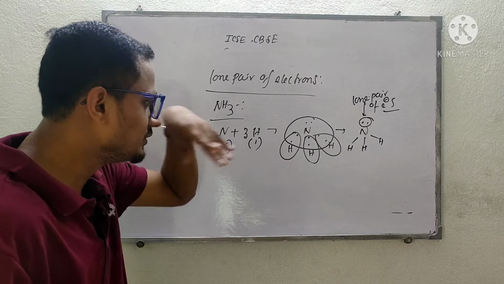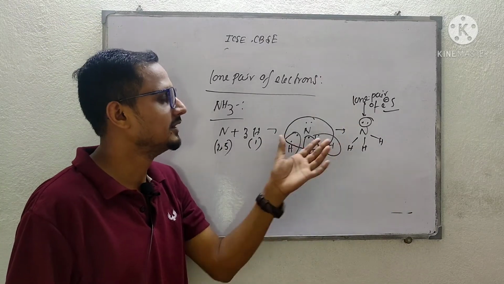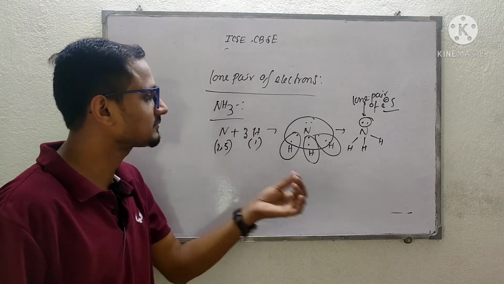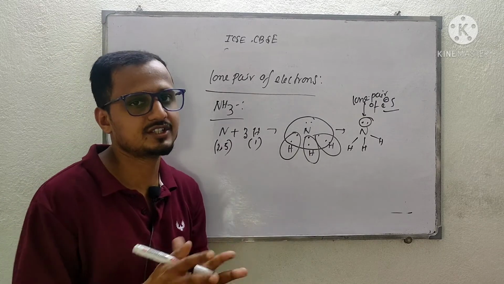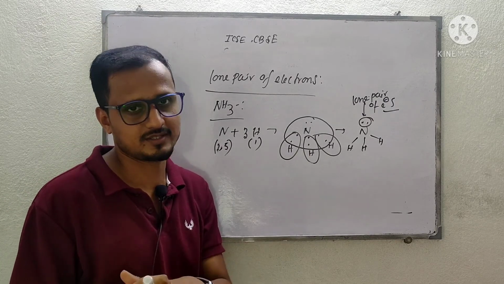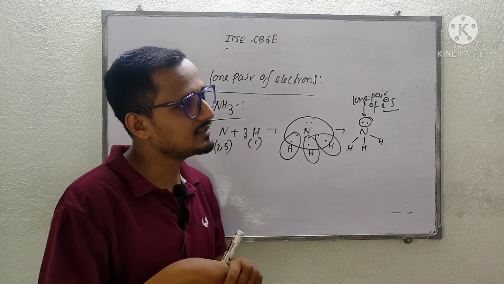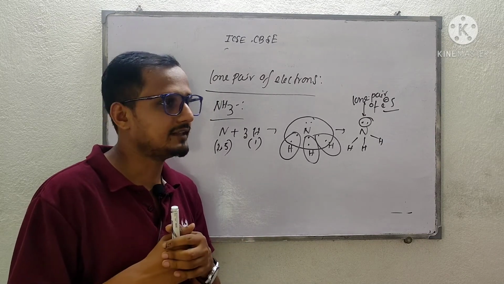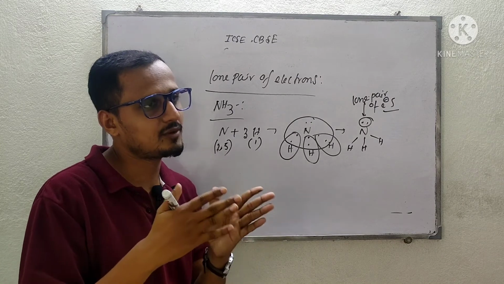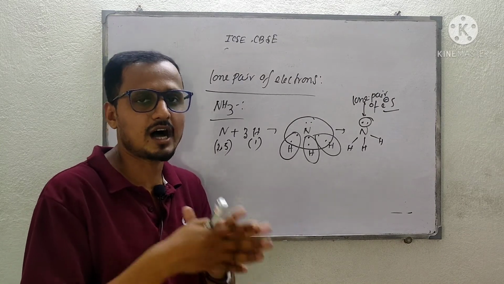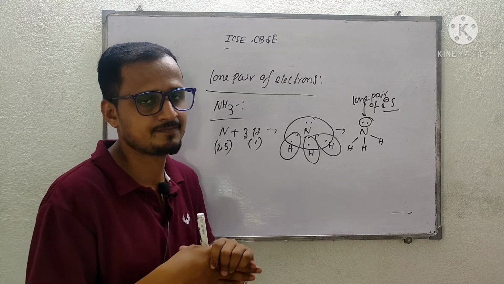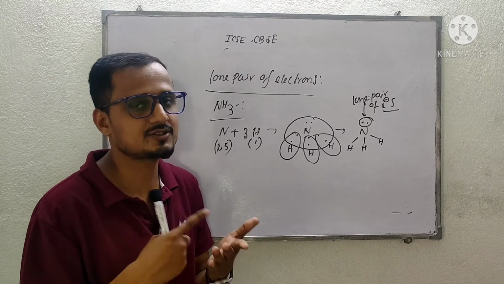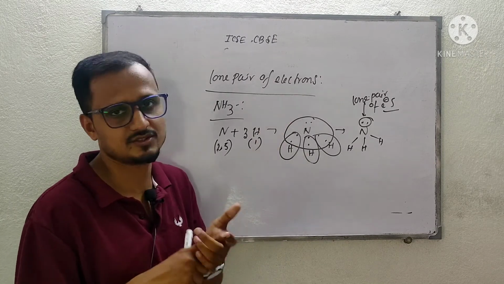Now we can go into another concept from this lone pair of electrons concept, that is the coordination bond, or the coordinate bond, you can say. If a compound has a lone pair of electrons, it can participate in the formation of a chemical bond with ions also, which have a positive charge. This concept is only for ICSE and CBSE students.